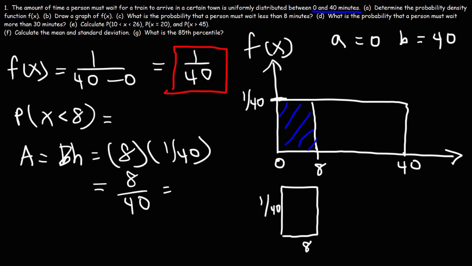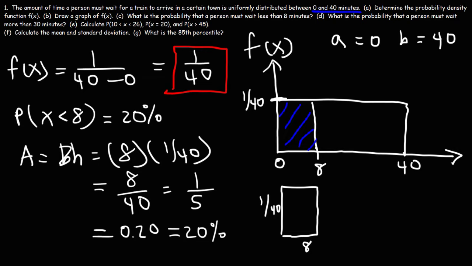Now 8 over 40, what is that? Well, we know that 40 divided by 8 is 5. So 8 over 40 has to be 1 over 5. Now 1 over 5, 1 divided by 5 is 0.2 or 0.20 as a decimal. And 0.20 is 20%. So what this means is that there's a 20% chance that the person must wait for 8 or less minutes for the train to arrive.